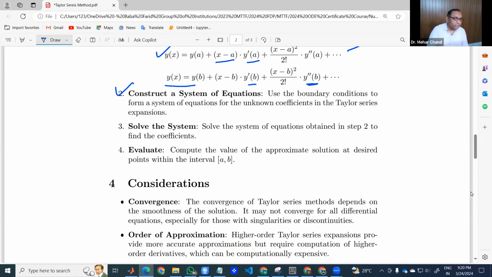And then we will solve the system of equations obtained in step number 2. And at the end, we have to compute the values of the approximate solution at the desired point within the interval AB. So these are also points to consider while applying this method.